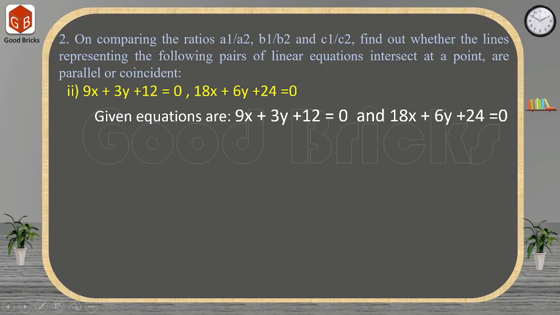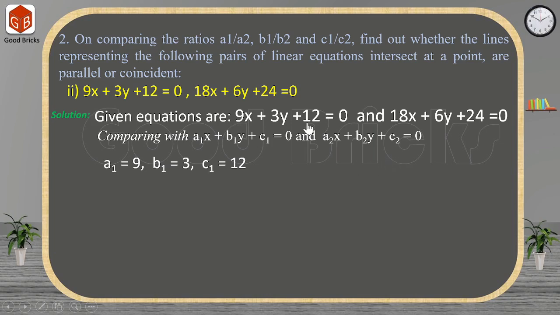चलिए अब हम डिस्कस करेंगे सेकंड प्रॉब्लम, एंड अगेन इन दिस प्रॉब्लम आल्सो दे हैव गिवन टू इक्वेशंस. As you already know, you need to compare these given equations with a1x plus b1y plus c1 is equal to 0 and then a2x plus b2y plus c2 is equal to 0.